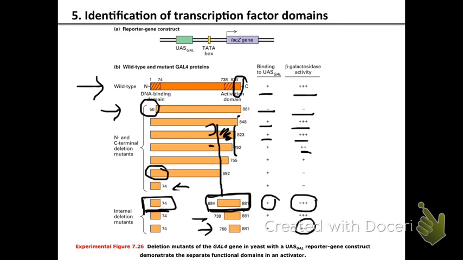Does that make sense? Any questions about this reporter assay? And what's important is that these two activities are separable. So you can make truncated proteins that can bind to DNA but not activate transcription, right? But you can't make a protein that doesn't bind DNA and still activates transcription.